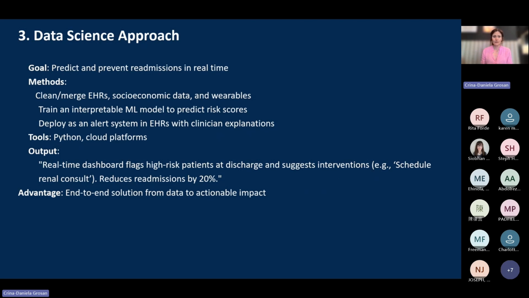Now, if you do a data science approach, the goal is to predict and prevent readmissions in real time. So you can determine what contributes to somebody being readmitted, predict when another patient will be readmitted, but could also take some actions to prevent readmissions.